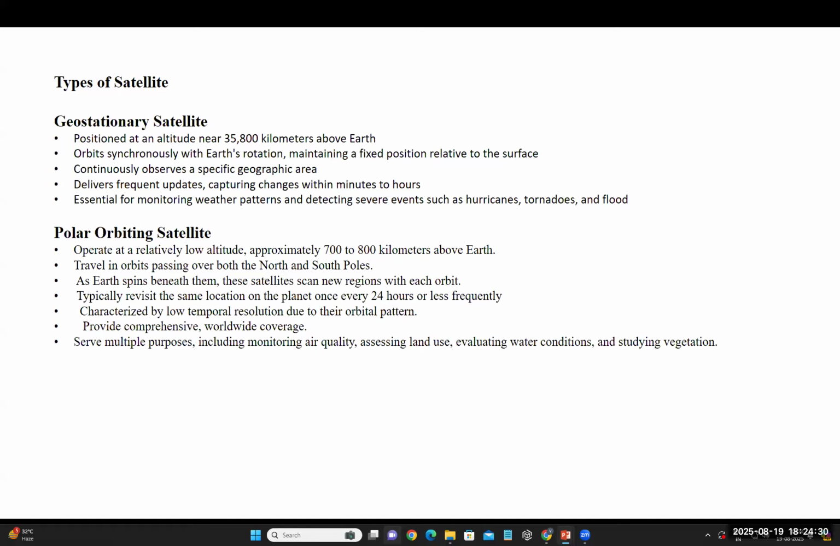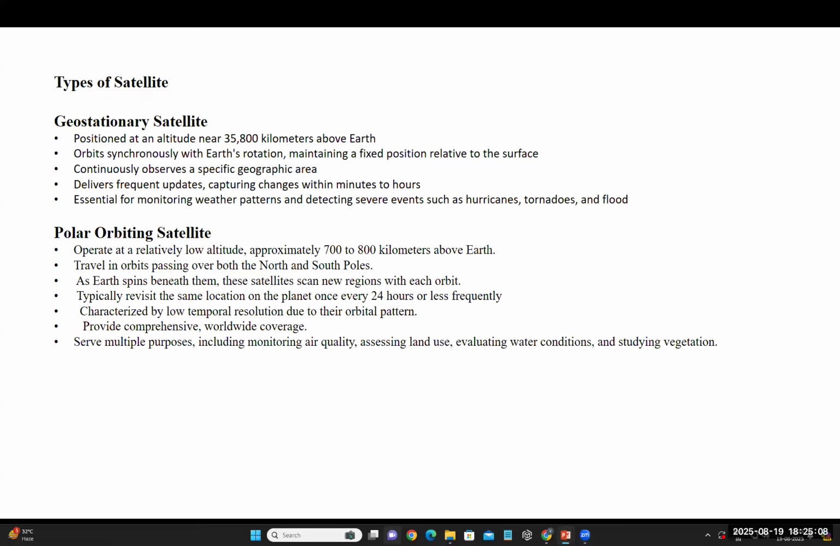Now we come to polar orbiting satellites. They operate at relatively low altitude, approximately 700 to 800 kilometers above Earth, and travel in orbits passing over both north and south poles. As Earth spins beneath them, these satellites scan new regions with each orbit. They typically revisit the same location once every 24 hours or less frequently, characterized by low temporal resolution due to their orbital pattern. They provide comprehensive worldwide coverage and serve multiple purposes including air quality monitoring, land use assessment, evaluating water conditions, and studying vegetation.